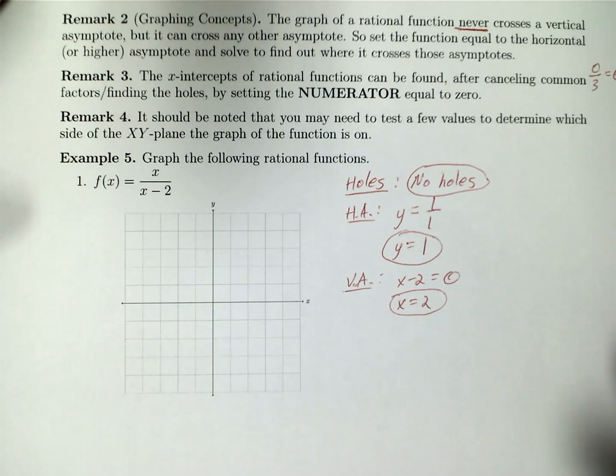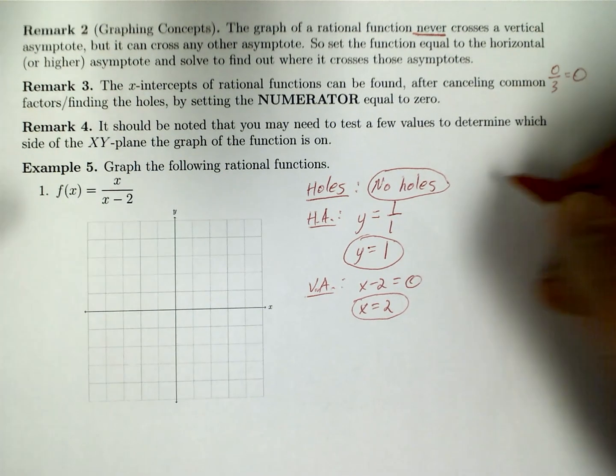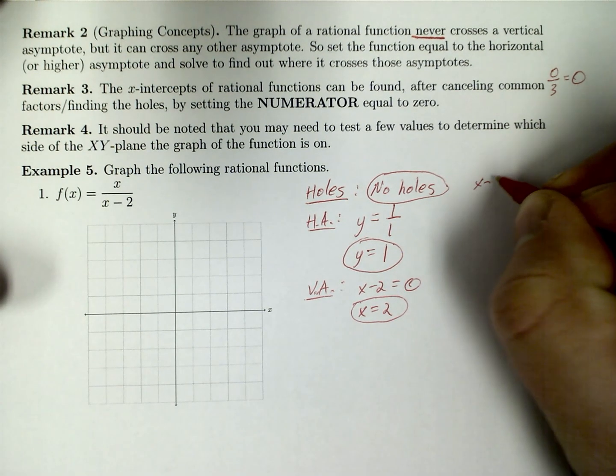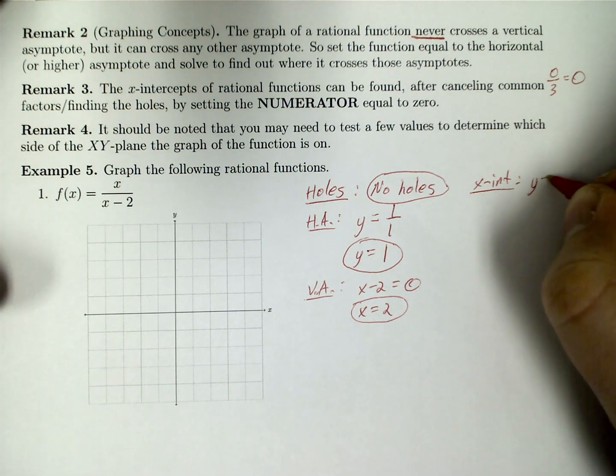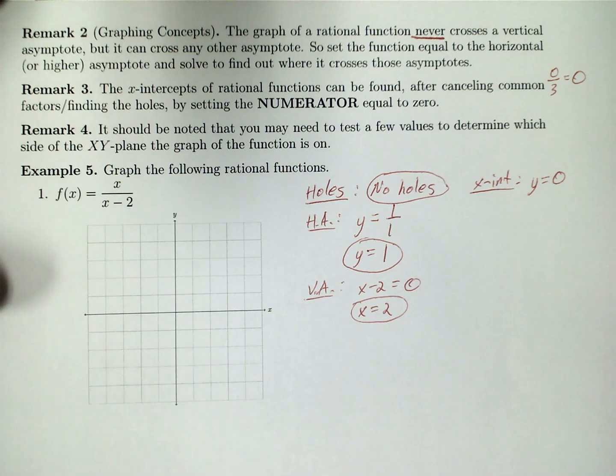We also have x-intercepts. And to find x-intercepts, we set y equal to 0, the opposite variable. Remember, the y in this case is the f of x.